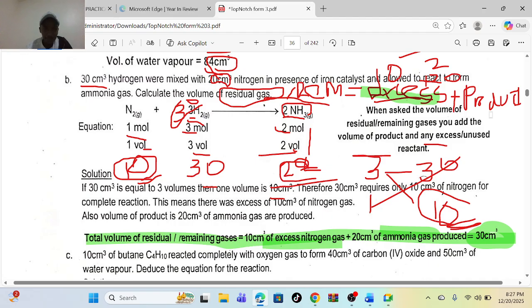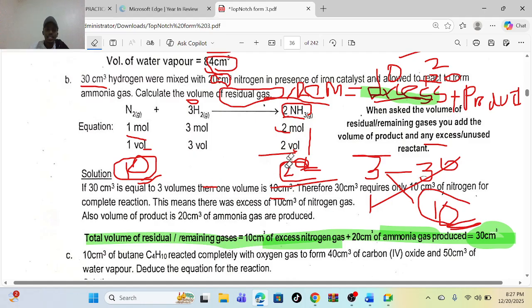So excess tunapata aje? Acha nirudie mara ya pili. Sasa unafuata the steps. The first step ilikuwa nini? You write the equation. What is reacting? That is nitrogen and hydrogen. The third step is what? You balance it. After you balance, you take the mole ratio as volume. I think mpaka hiyo step tuko pamoja. So hii mole ratio itakuwa aje? 1 volume, 3 volume and 2 volume.